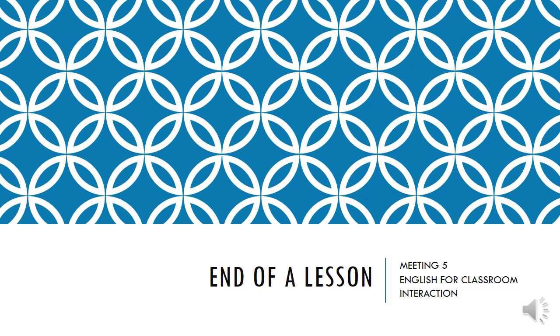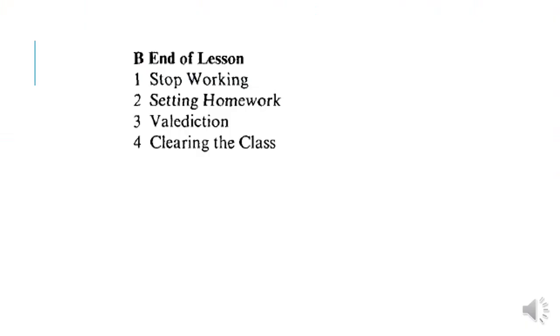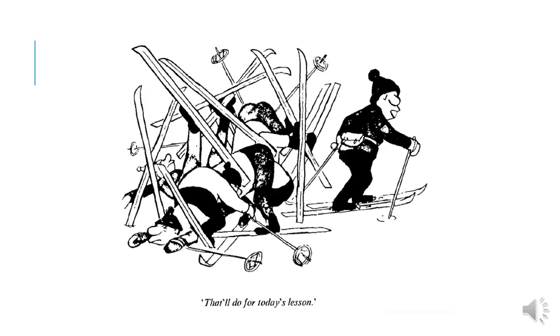In meeting 5 of the English for Classroom Interaction course, we will talk about the expressions used to end a lesson. The end of a lesson consists of stopping work, setting homework, valediction, and clearing the class. Look at the picture. In this picture, we can see that "that will do for today's lesson." Everyone has packed up and everyone is ready to go home.